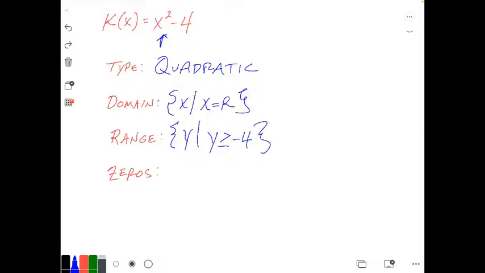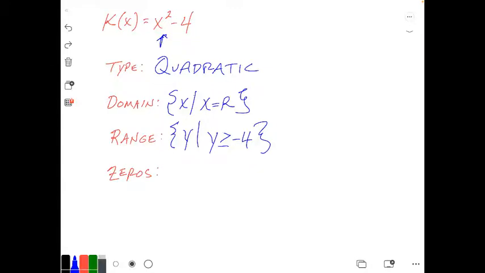That means if I looked at the list of y coordinates for that red line, I would never see a number below negative 4. I would see everything from negative 4 all the way up, through 0, all the way up into positive numbers. Okay, so that's the range.